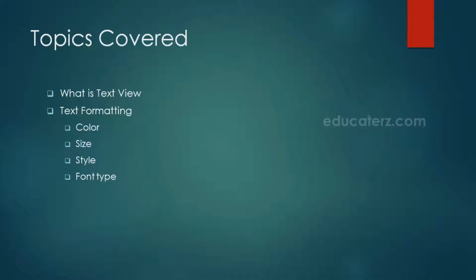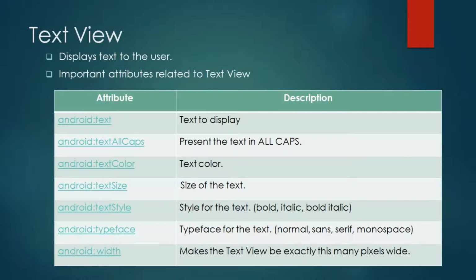In this, we'll discuss how to format your text, like how to set the size, color, font style, font type, and everything. There are different attributes available for this text view. A text view displays text to the user, meaning whatever text you use in your application must be described through the text view object, or text view widget, from the XML.